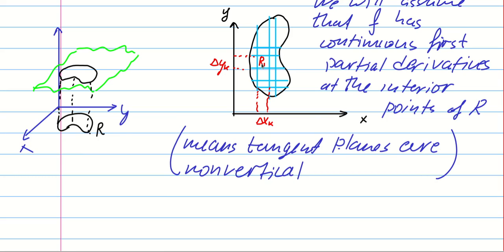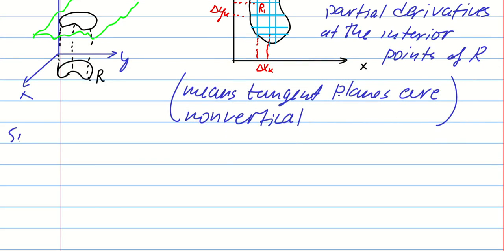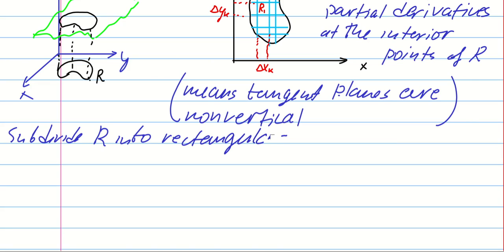So we subdivided the region into smaller rectangular regions, and we can label them from R1 to Rn. Subdivide R into rectangular regions R sub 1, R sub 2, R sub n.